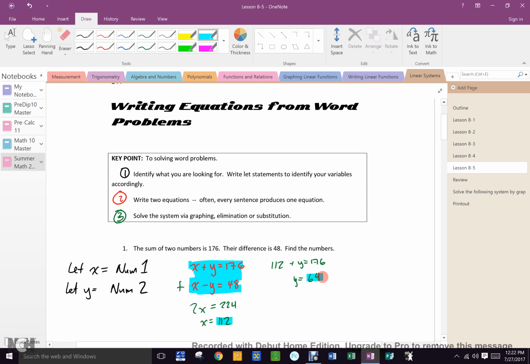Now, guys, obviously, this is not a real life situation, is it? How many of you sit around your house at night wondering if you could find two numbers that add to 176 and subtract to 48? That will make a difference in my monthly budget. I'm going to work that out. Do you think even I sit around doing that as a nerd math teacher? Of course not. But as I promised you, this does serve real life purposes.